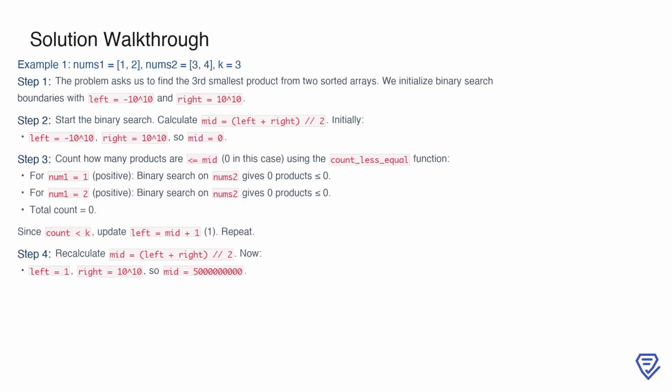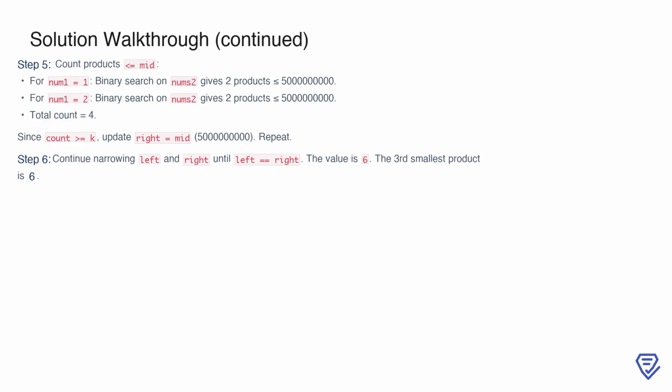We then calculate a new mid value, which becomes 5 billion based on the updated range. With the updated mid value of 5 billion, we again count how many products are less than or equal to mid. For num1 equal to 1, binary search on nums2 shows that both elements in nums2 yield products less than or equal to 5 billion. Similarly, for num1 equal to 2, both elements in nums2 also produce products less than or equal to 5 billion. This gives a total count of 4 products less than or equal to mid.